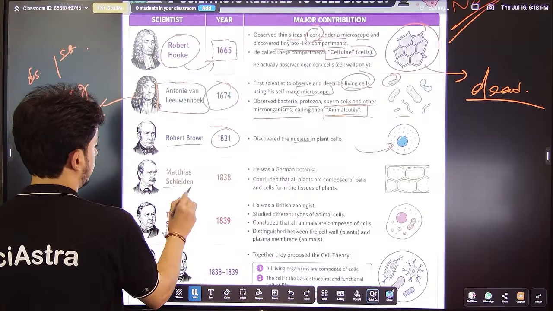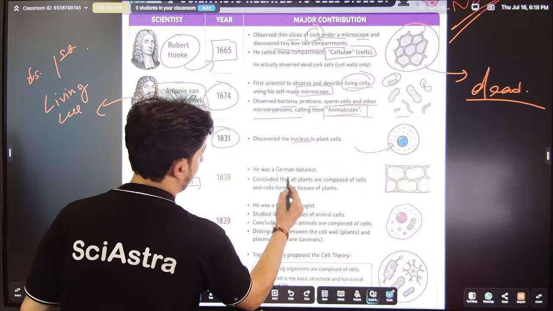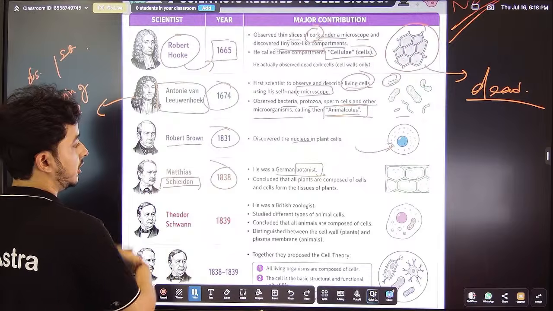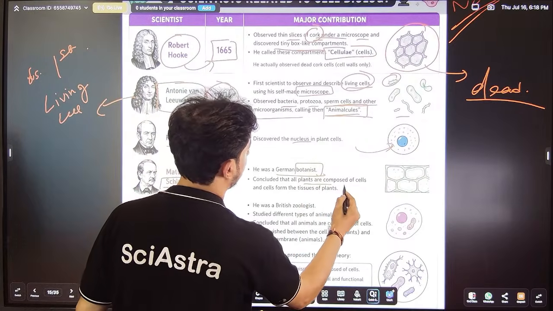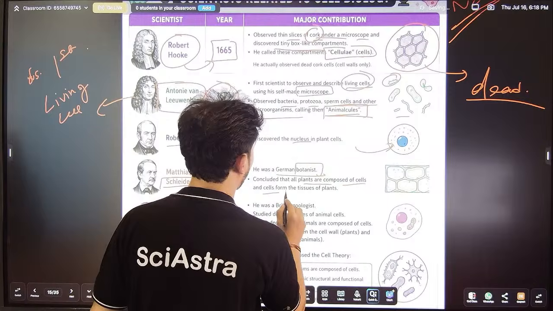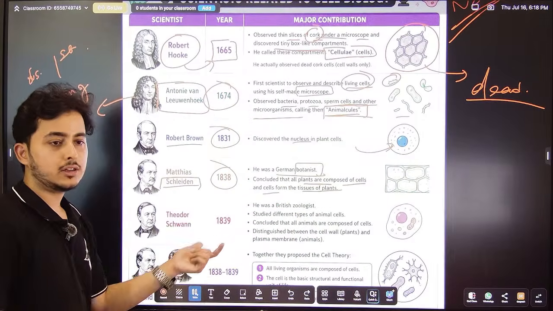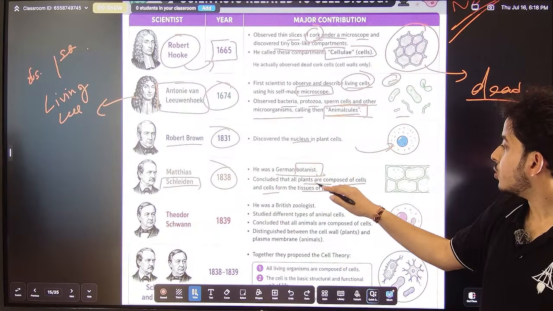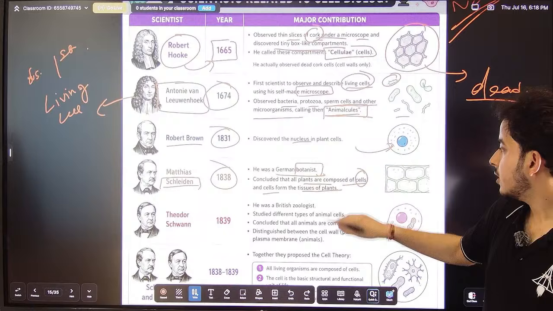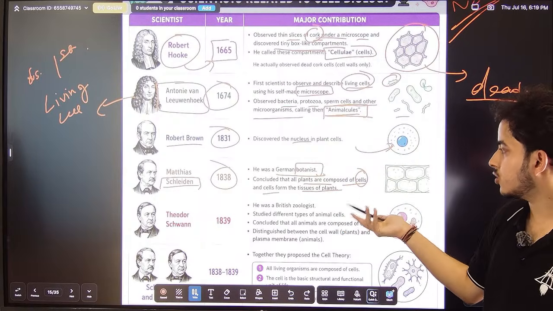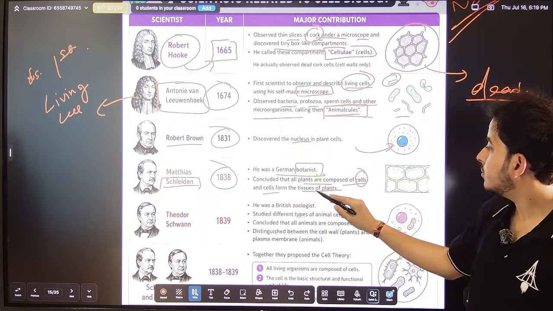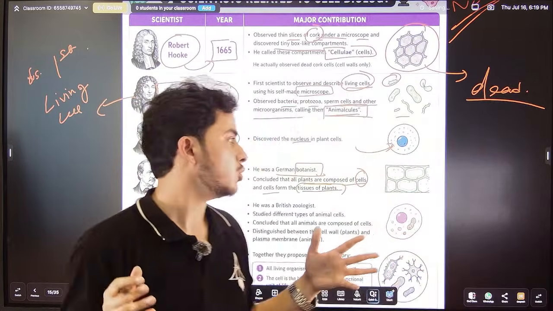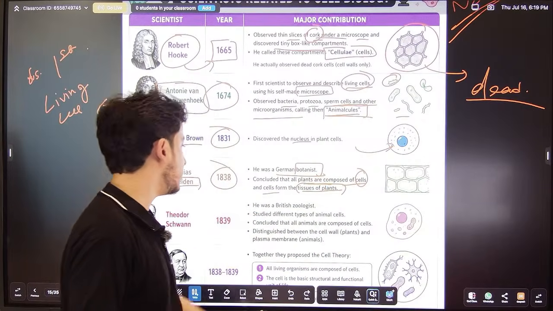And then comes Schleiden. He was a German botanist. This is important to know. In the year 1838, he concluded that all plants are composed of cells and cells form the tissue of plants. So he said that all the plants that you are able to see today are composed of these cells, which are the fundamental structural and functional unit of life, and they form the plant tissue, whether it is xylem, phloem, any of the plant tissue, vascular tissue. They are being formed with these cells.